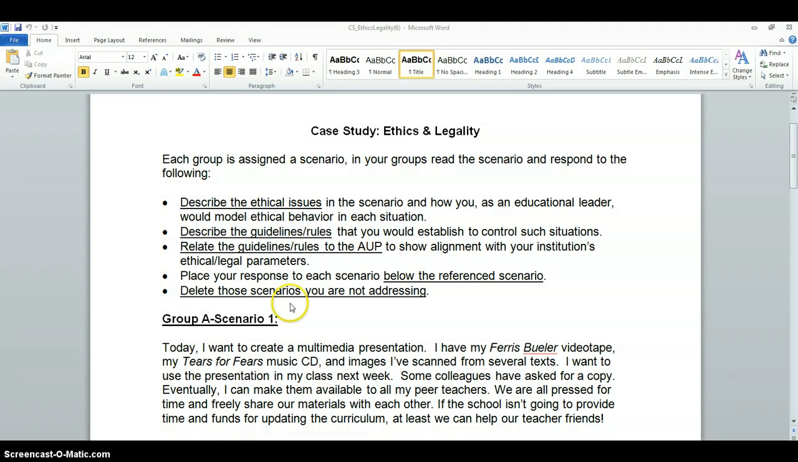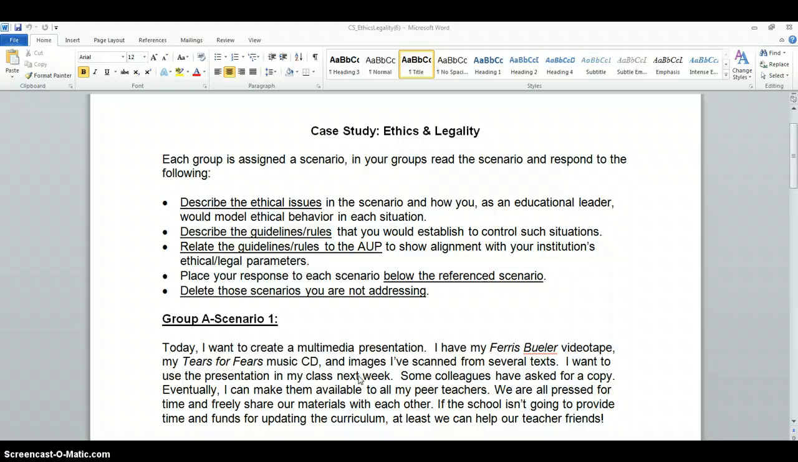Then after you realize that maybe it's not acceptable, now you have to think about the guidelines that you are going to be writing about. Describe the guidelines or rules that you would establish to control such a situation. So this is a school situation. So if I were you, I would look for any school in this town that you can relate to as you are answering this case.